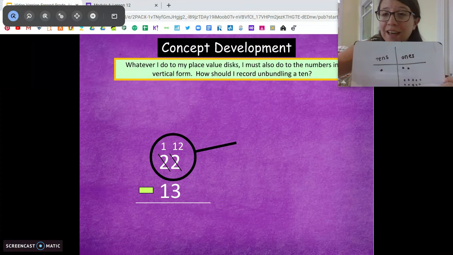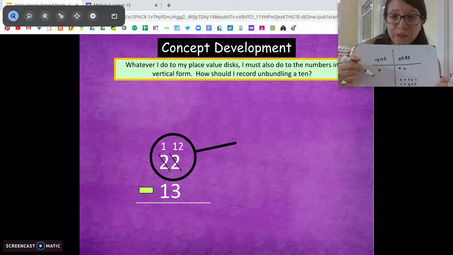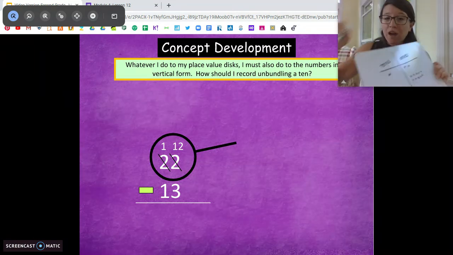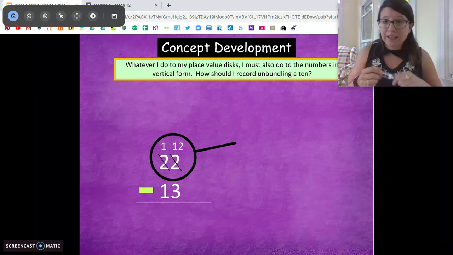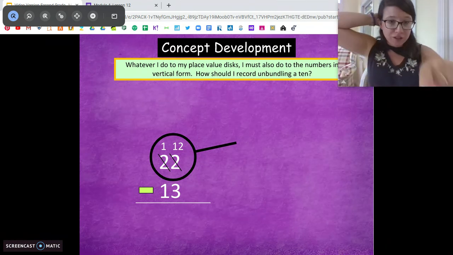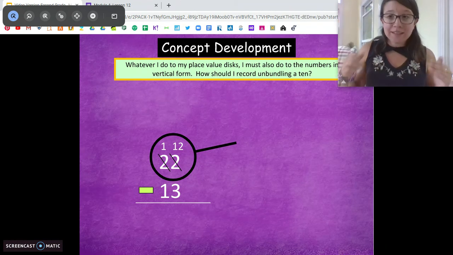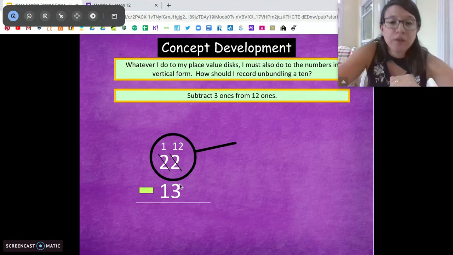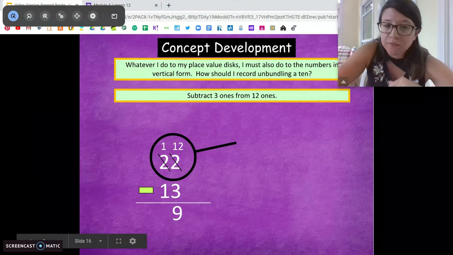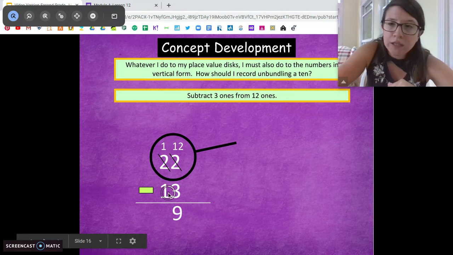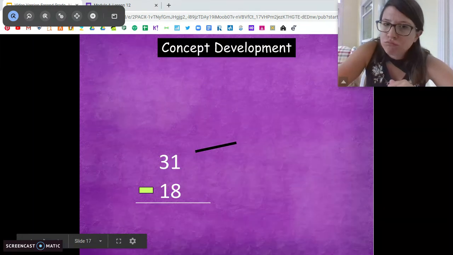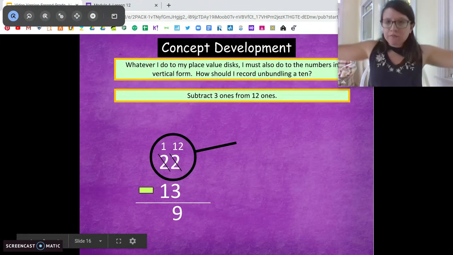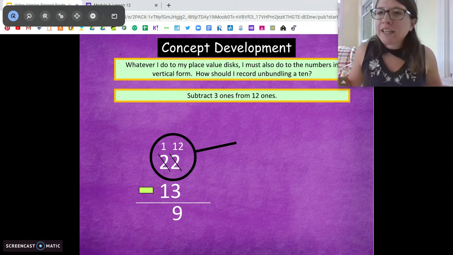So you're going to cross that out too and change that into a 1 because we only have 1 over here. So cross that 22 out and change it to 1 ten, 12 ones right on the top there, just like we did it on our place value chart. That's going to help you solve it in vertical form. Now you can just do what you did before. You can do 12 minus 3, which is 9, and 1 minus 1, 0. Done. Didn't even need to draw it.